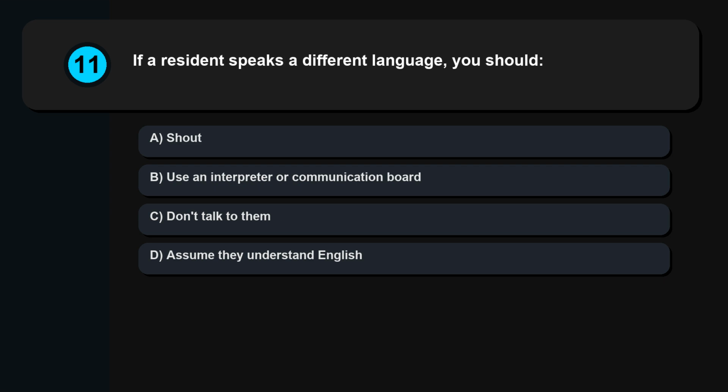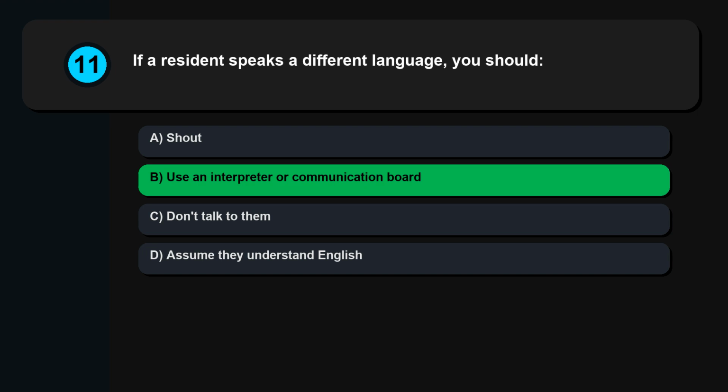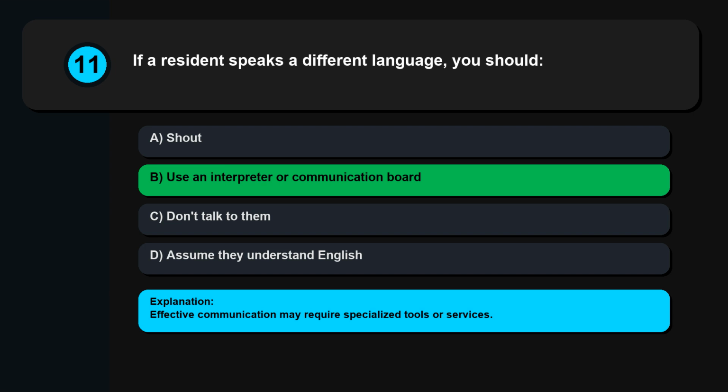Question 11. If a resident speaks a different language, you should shout. Use an interpreter or communication board. Don't talk to them. Assume they understand English. Effective communication may require specialized tools or services.